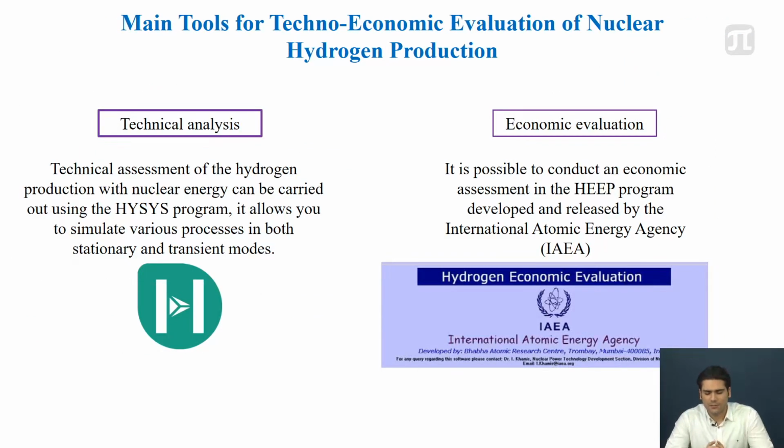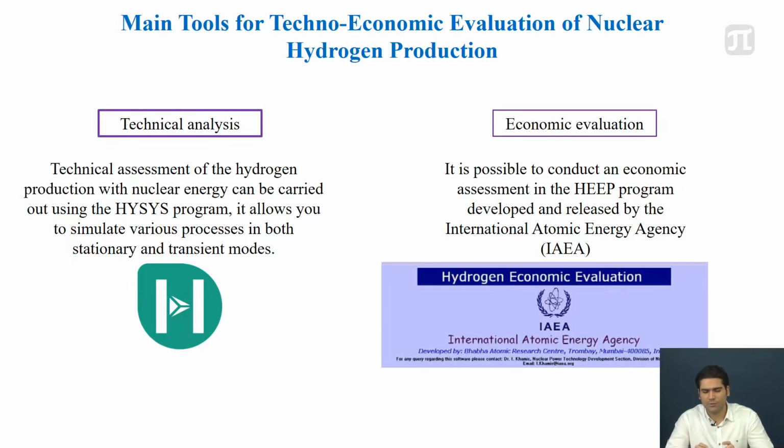For techno-economic evaluation of nuclear hydrogen production, we can suggest two different codes and programs. One of them is HYSYS. Aspen HYSYS is a very powerful program for simulation of thermal schemes in the nuclear power plant. And for economic evaluation, we can use HEAP. This program is developed by IAEA and is a very useful program for economic evaluation of hydrogen production.